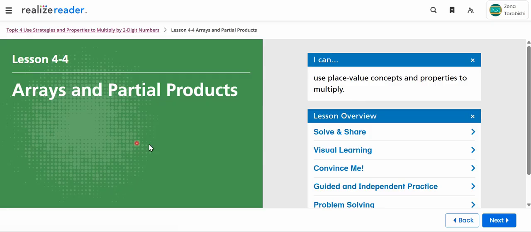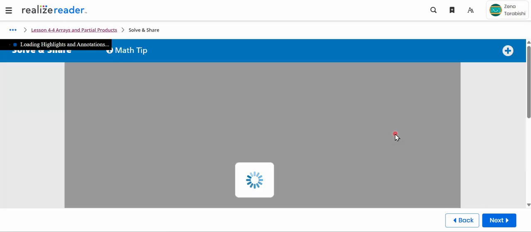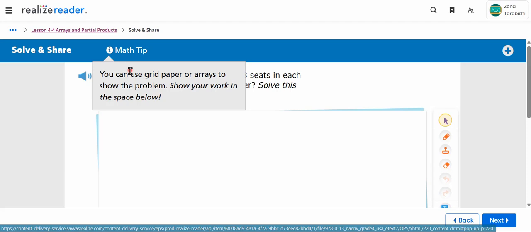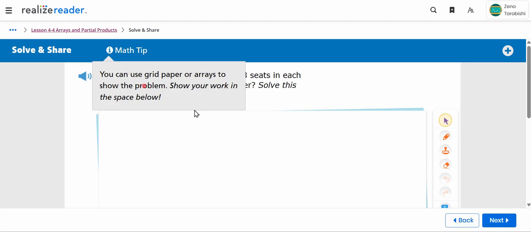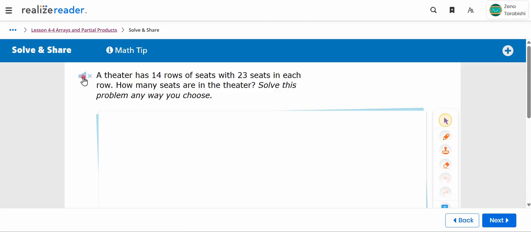Right now you should be on page 141, and let's go ahead and start with our solve and share. Our math tip for this lesson is you can use grid paper or arrays to show the problem. Make sure you show your work, of course. A theater has 14 rows of seats with 23 seats in each row. How many seats are in the theater? Solve this problem any way you choose.